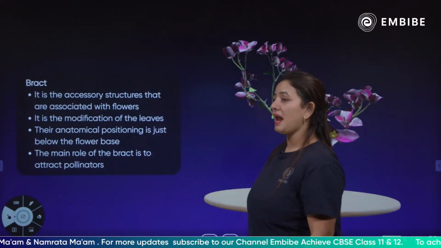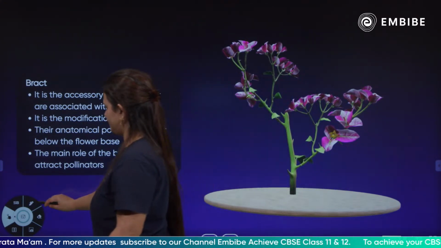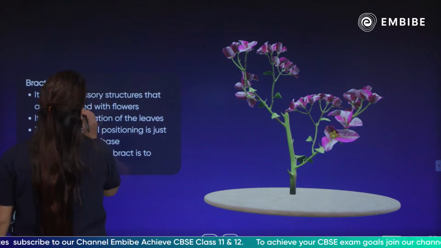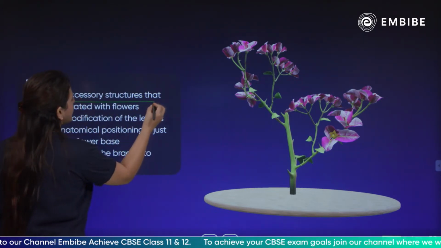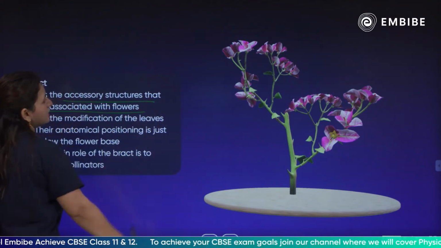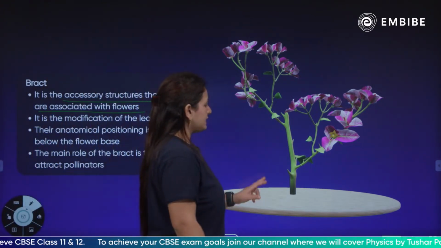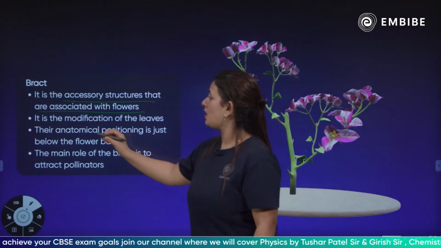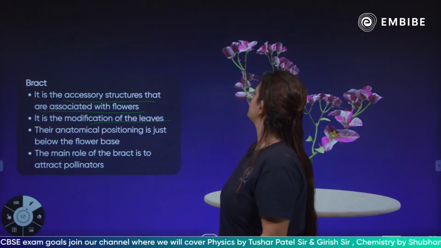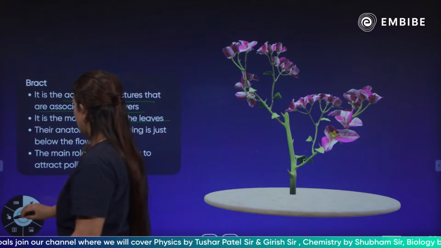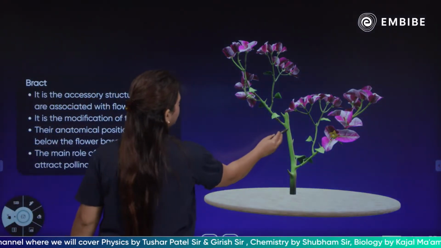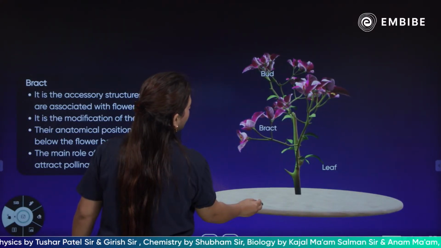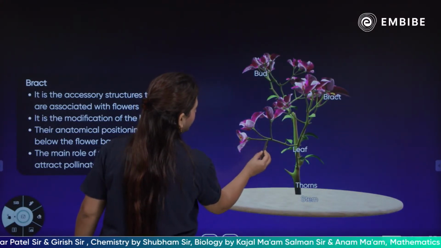We have the bract. What is the bract? Because it's important to tell you about the bract. A bract is an accessory structure that is associated with the flowers. Children, a bract is a structure associated with the flowers. It is a modification of the leaves. If you could see, this is the bract.